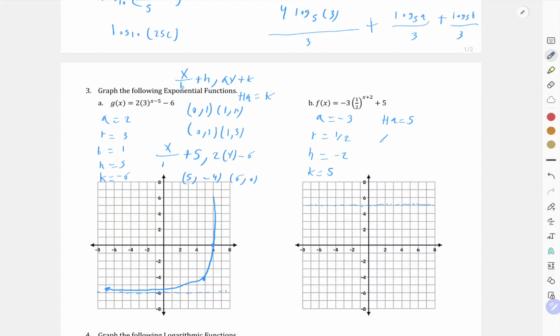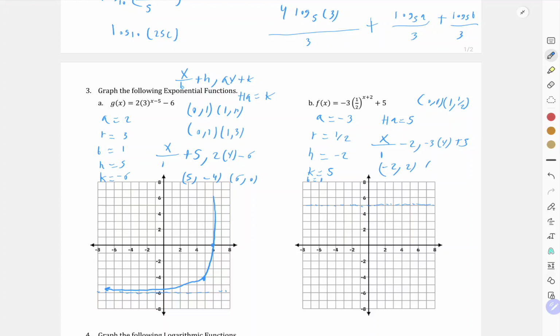Alright, let's set up our transformation equation. X over our b, which is 1, forgot to write that, plus, actually no, negative 2, negative 3 y plus k. Alright, our parent points again are 0, 1, 1, and our r is 1 over 2. Alright, now we have to plug these in individually, so it's negative 2 and negative, and that's just 2.